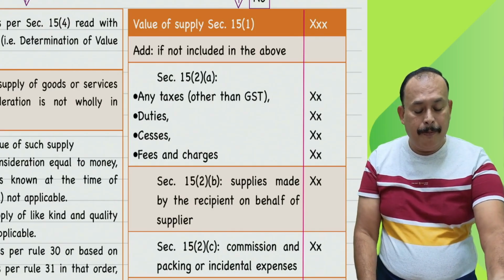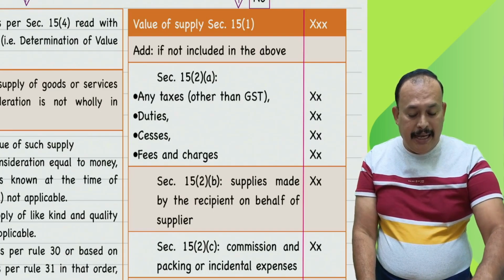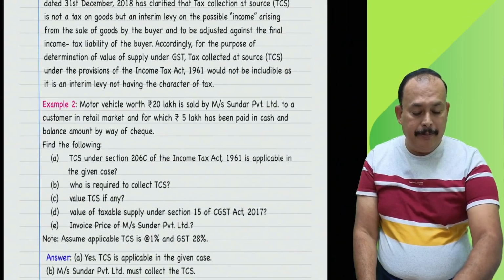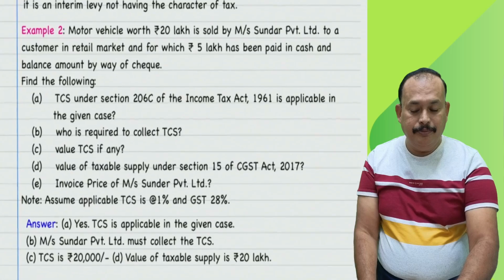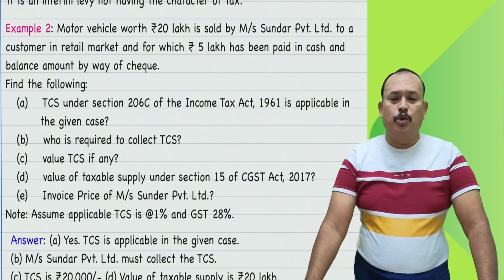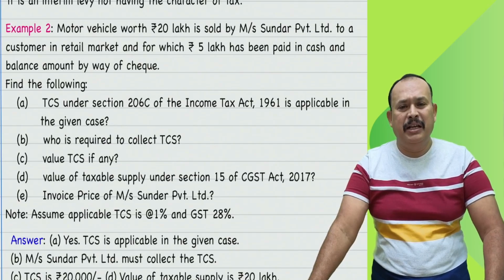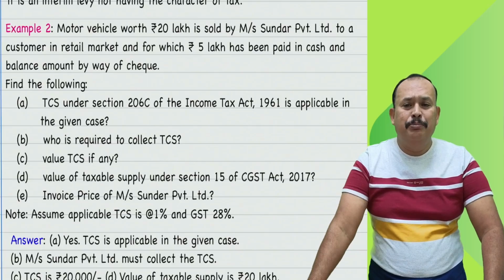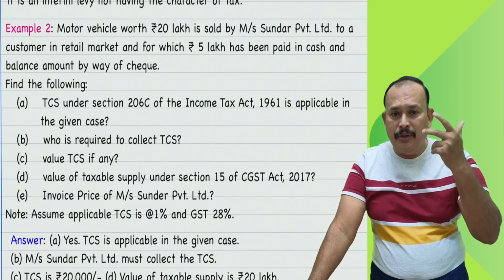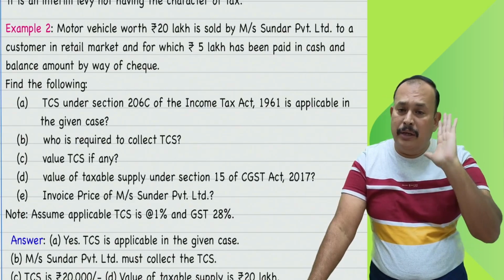A simplified numeric example, my dear friends. Look here. Motor vehicle worth rupees 20 lakh is sold by Sundar Private Limited to a customer in the retail market. 5 lakhs has been paid in cash and the balance amount by way of cheque. That means the vehicle worth 20 lakhs is sold, 5 lakhs received in cash, balance by cheque. So the total 20 lakhs is the supply.